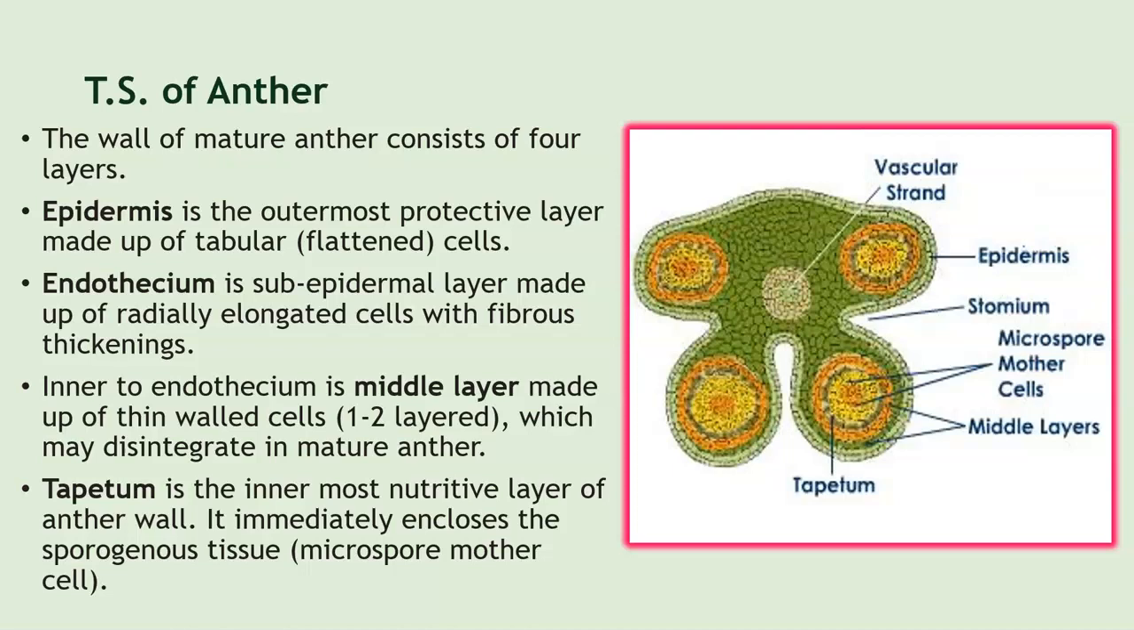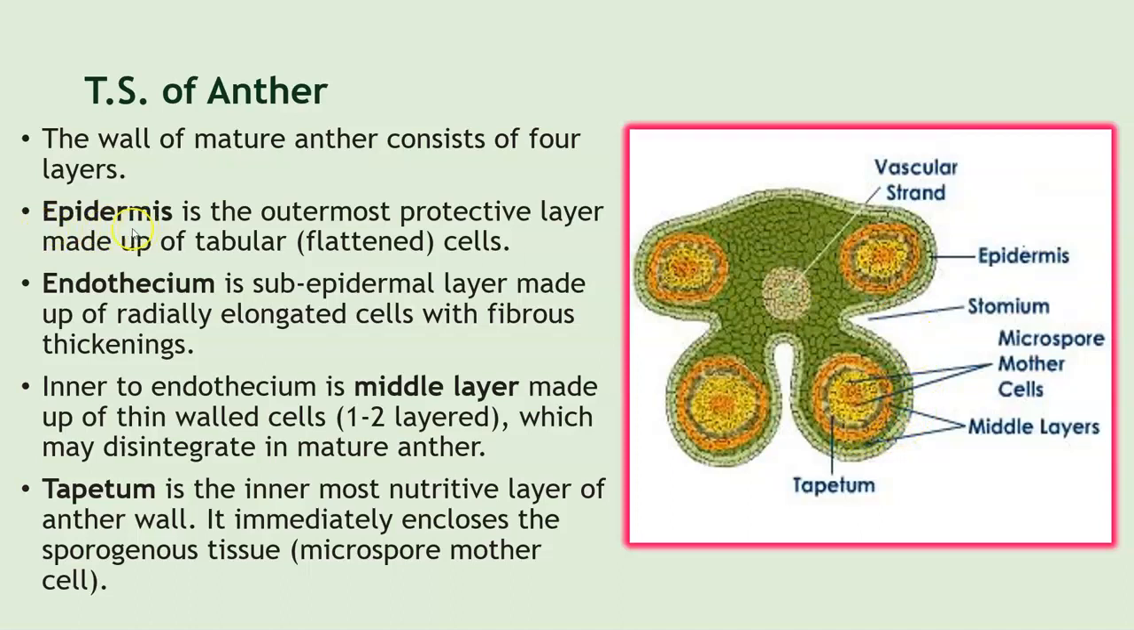Parietal cells undergo division to form the anther wall layers. So this is the location here in this diagram. This is the location where you have your sporogenous cells. Now these cells make up your sporogenous tissue, whose cells are also called microspore mother cells. Now, the wall of the mature anther consists of 4 layers. These layers are called the anther wall. Now, we have 4 layers for this anther wall.